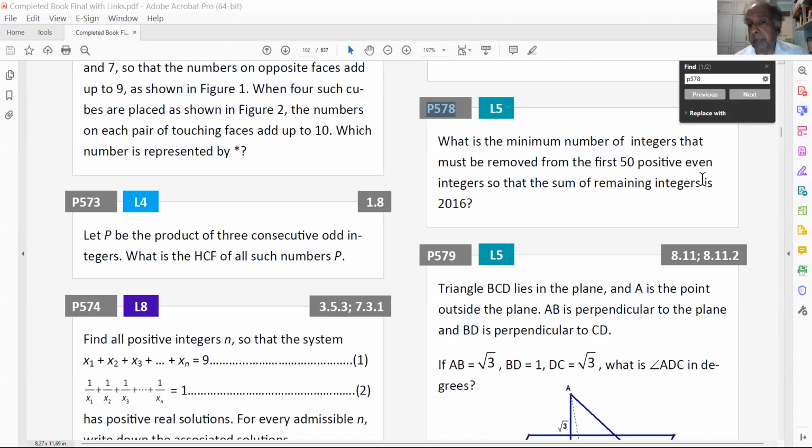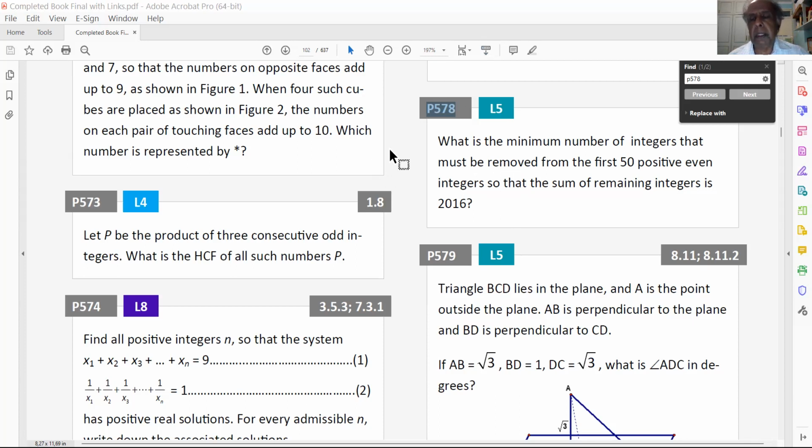in other words, positive even integers. So in other words, you have to start from 2, 4, 6, the first 50, 2, 4, 6, 8, and then the 50th one will have to be 100, okay, because you have to go to 2 times 50. So you got those numbers, all the even numbers starting from 2 and landing at 100, and we want to remove, what is the minimum number of integers that must be removed. From that list, we want to take away some of those numbers to get the sum equal to exactly 2016. So what is the smallest number of integers that you must remove so that the answer is 2016?